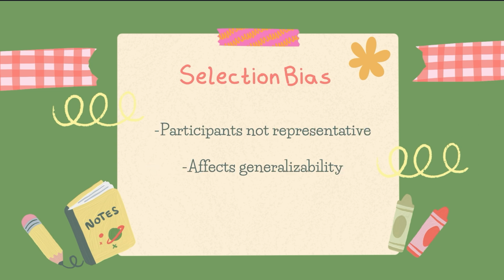Next is selection bias. Selection bias happens when the people included in a study are not representative of the population that you are trying to study. For example, if a survey on diet and heart health only includes people who volunteer at a gym, the results may not apply to the general public. The samples are already skewed toward healthier individuals, which leads to misleading conclusions about the effects of diet.